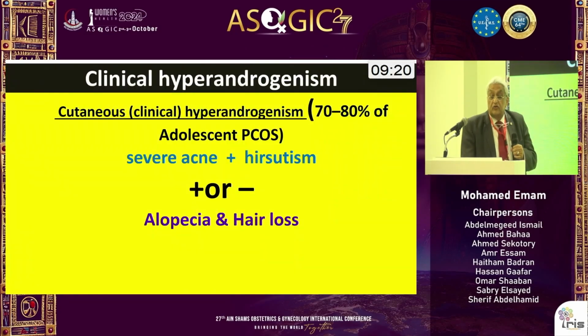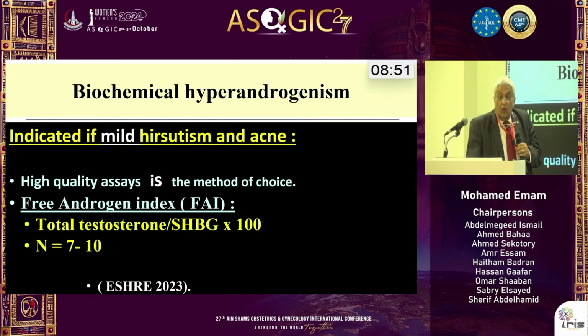Regarding clinical hyperandrogenism, it is seen in about 80% of adolescents. This occurs as severe acne and hirsutism. If you face a case with severe acne or hirsutism, you can diagnose hyperandrogenism. But if it is mild, it is called biochemical hyperandrogenism, which needs other investigations, and for this indication a high-quality assay is the method of choice.